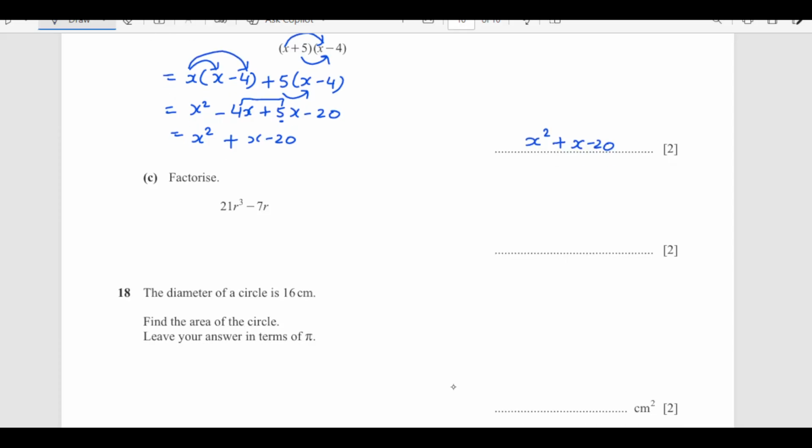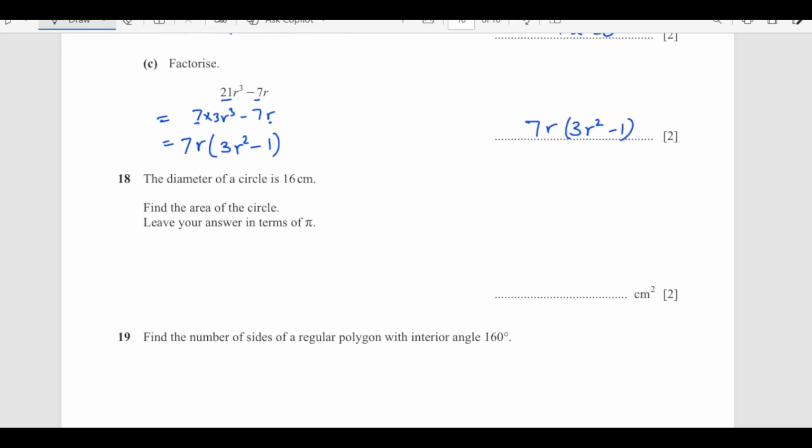Now factorize. So first of all we will see what is common as a number. So I can see this is 21. 21 can be written as 7 times 3, so 3r cubed minus 7r. Now you see 7 is common as numbers here, then r is here, and here we have r cubed, so we can take the lower part, that is r. So here we are having 3r squared left here, minus 1, so that will be the final answer, 7r into 3r squared minus 1, right?